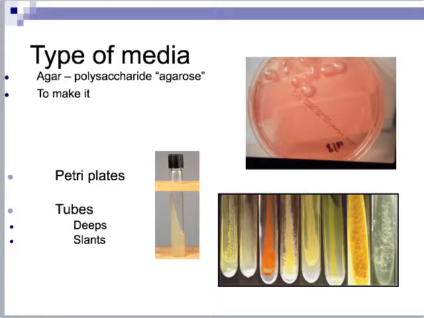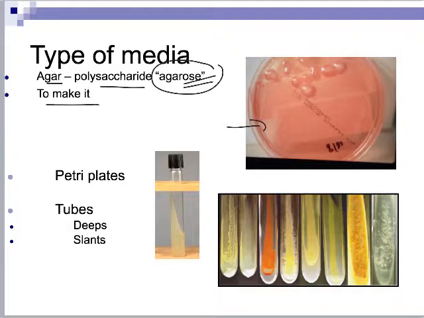So, types of media. We have agar and we also have broth. Agar is what we used in lab this week. Agar is a polysaccharide that comes from seaweed. You could think of it like agarose, lactose, maltose, so it's a sugar. We just call it agar when we use it for microbiology. This is a picture of a petri dish, and it's got some colonies growing on it.